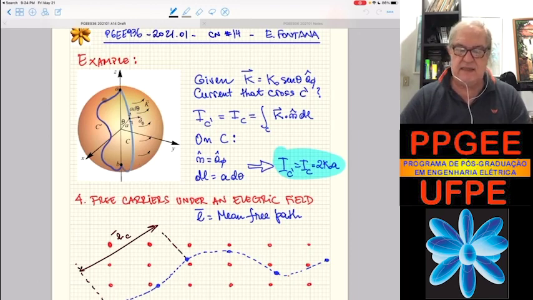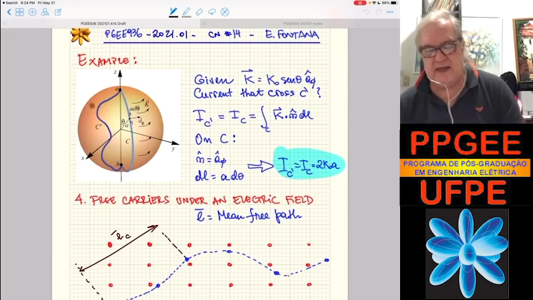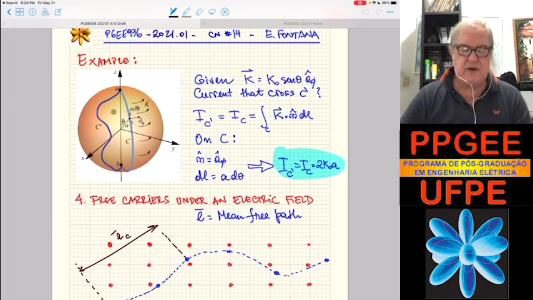We want to calculate the current that crosses any path that goes from South Pole to North Pole, right? Well, by charge conservation, something we're going to talk about later, the current that crosses this segment is the same as the current that crosses this other segment, which is a semi-circumference. So we can calculate through that semi-circumference.